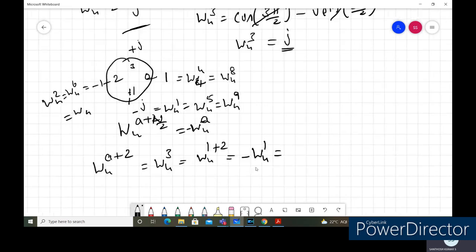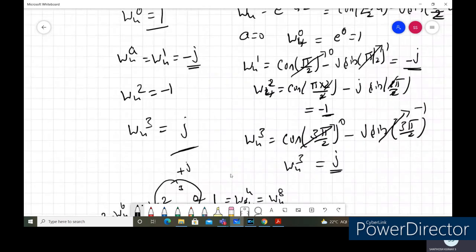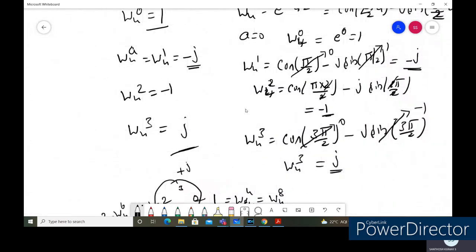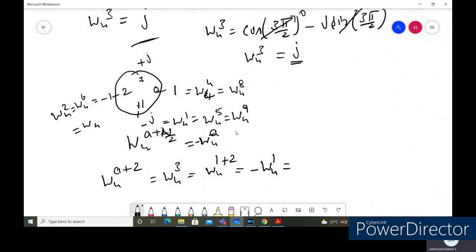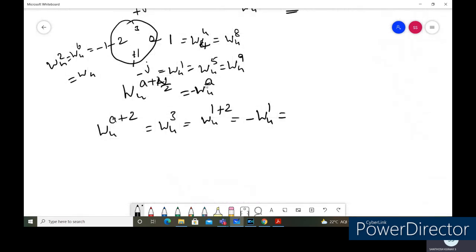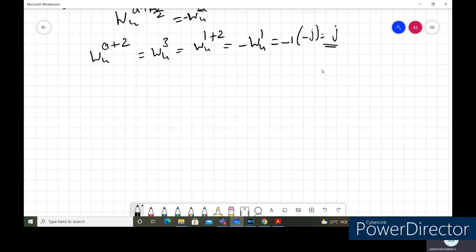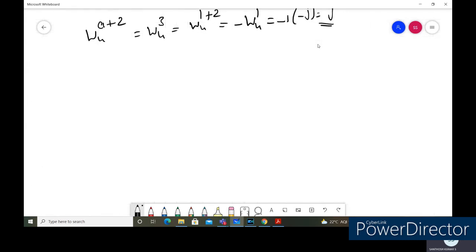We know that omega 4 to the power of 1 is minus j. So minus 1 multiplied by minus j will become equal to plus j. That is how we can apply the symmetry property to find the values for the sequences, and this will reduce the number of calculations. Like this, we can find the Twiddle factor values manually.